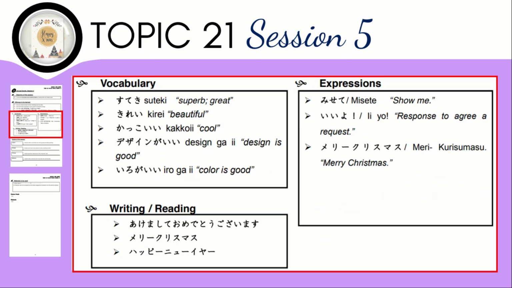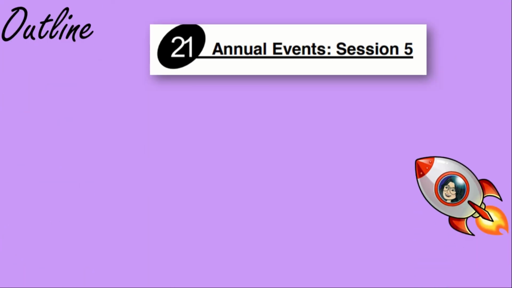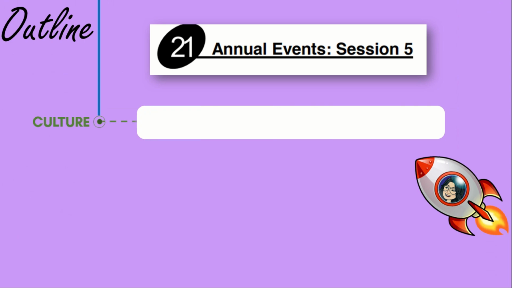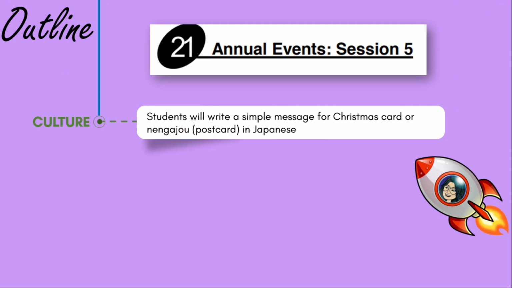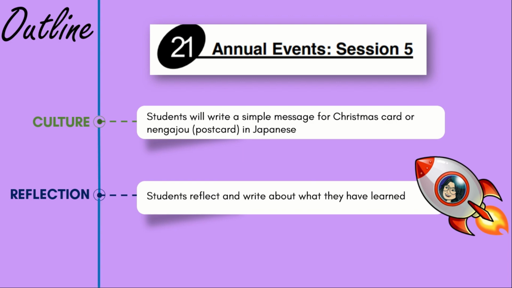We have vocabularies and expressions and even writing for the cards later on. And the materials to be used are flashcards of Merry Christmas and Happy New Year. The outline for session 5. Culture. Students will write a simple message for Christmas card or Nengajo in Japanese. Reflection. Students reflect and write about what they have learned for this session.